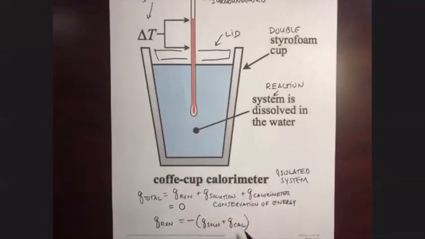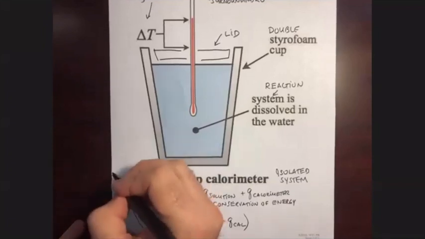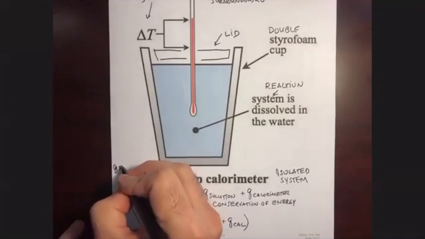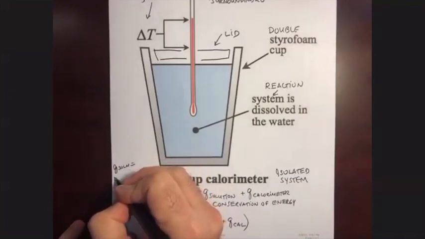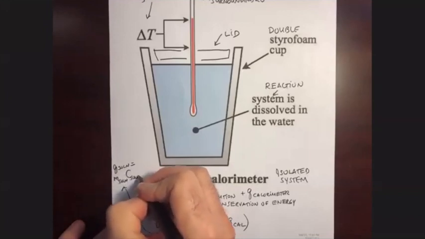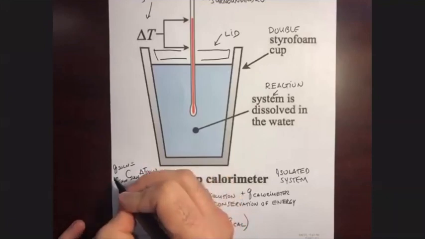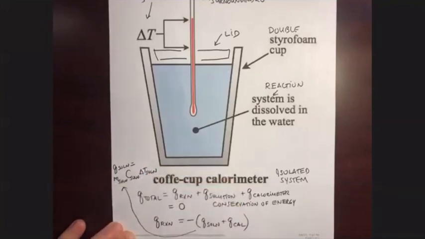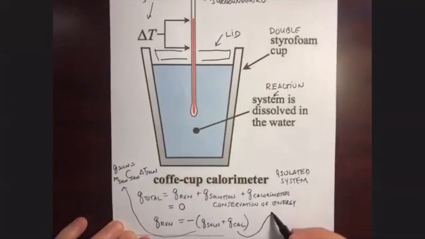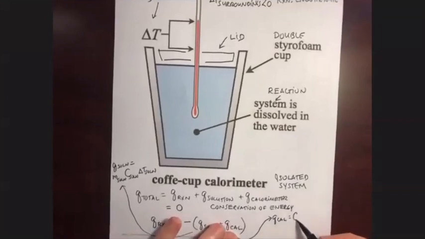And we have studied equations to determine those, and you'll recognize them. For example, for the solution, we're going to use the famous MCAT, I call it MCAT equation. So the heat for the solution would be the mass of the solution times the specific heat of the solution times delta T of the solution. So it looks like MCAT, that's why I call it that way. For the calorimeter, what we would have is the heat capacity of the calorimeter.